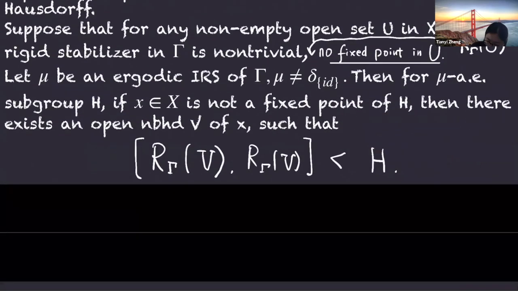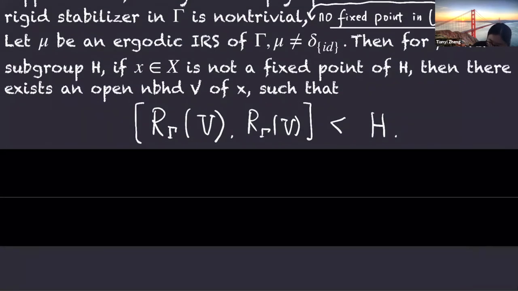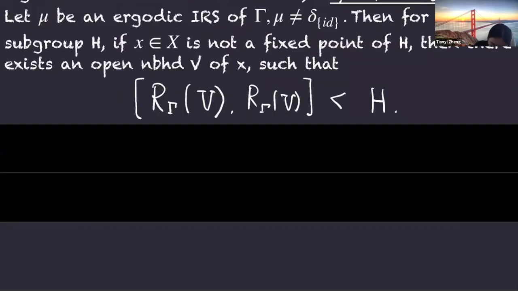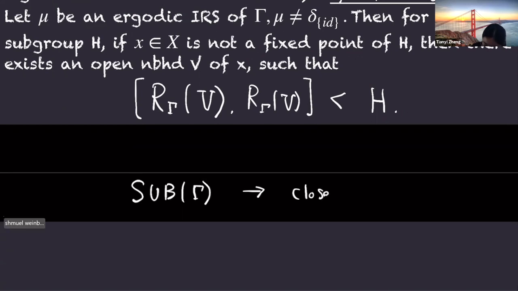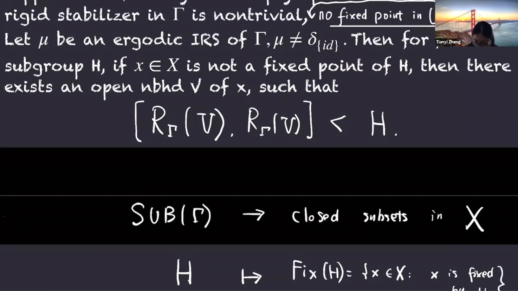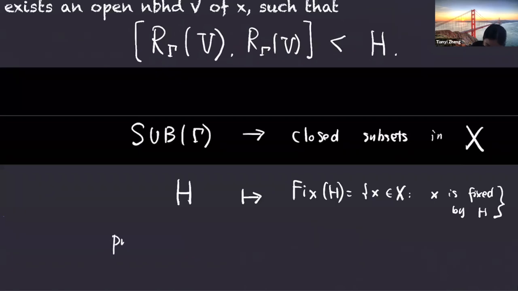So let me say one thing here. One difference between an invariant random subgroup and a normal subgroup is that if you consider the following map from subgroups to closed subsets in X, where you take H and consider its set of fixed points, then this can be a non-trivial map, right? And you can push forward the IRS mu to some distribution. Maybe I call this map F.